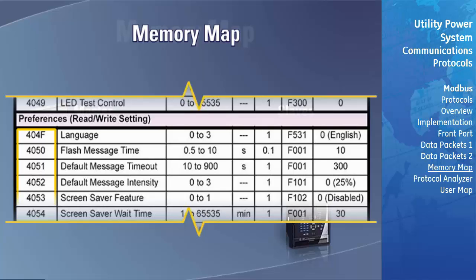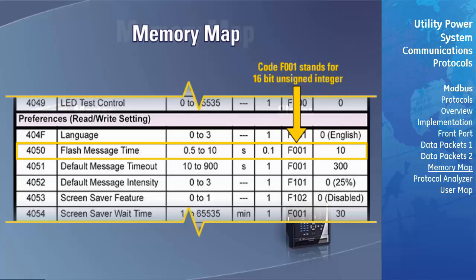From this map, we can see the data contained within different memory addresses, the range of the data count, the units that the data is in, scaling information, and the default value if applicable. As an example, let's take a look at memory location 4050 hex. This location contains what is called the flash message setting. The permitted range of this setting is from 0.5 to 10 seconds. The value can be modified in units of 0.1 seconds and is stored as a 16-bit unsigned integer.